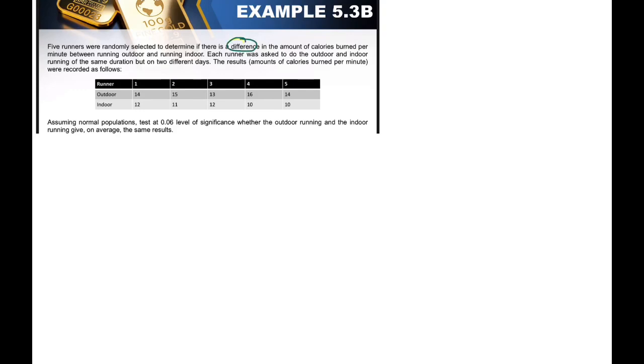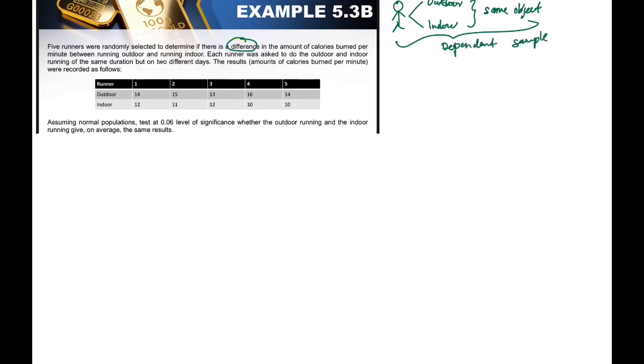Each runner was asked to do the outdoor and indoor running of the same duration but on 2 different days. So results, amount of calories burned per minute were recorded as follows. We have 1, 2, 3, 4, 5 runners. So the same runners here. Let's say runner number 1 running outdoor today gets data for outdoor calories burned, and then tomorrow running indoor gets data for calories burned. So this data came from the same object, the same person. So this one is a dependent sample.